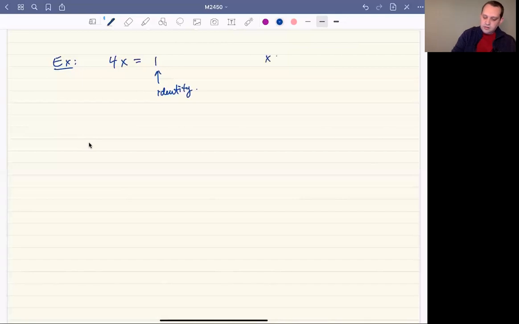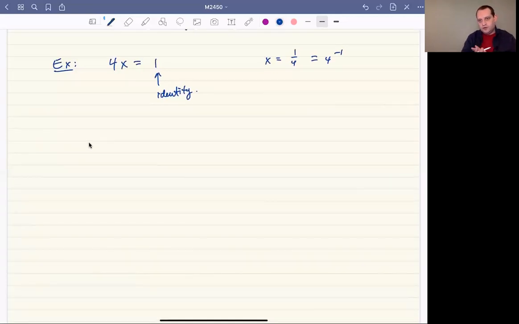And of course, your answer is going to be 1/4, which you write as 4 to the negative 1. That notation means that it's the multiplicative inverse, 4 to the negative 1. So it's the thing that you have to multiply 4 by to get 1. Not every number has a multiplicative inverse. In fact, with the reals, there's exactly one number that doesn't. So 0x equals 1 has no solutions. This is why dividing by 0 is not defined: 0x equals 1 has no solutions. So not every number has a multiplicative inverse.